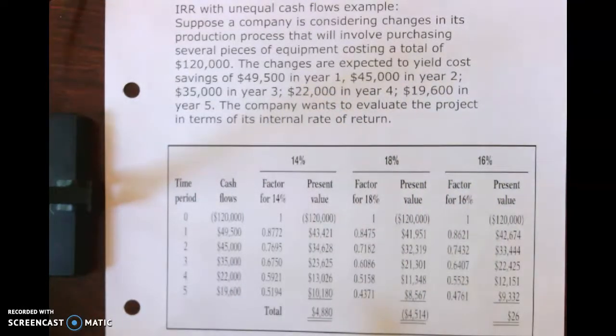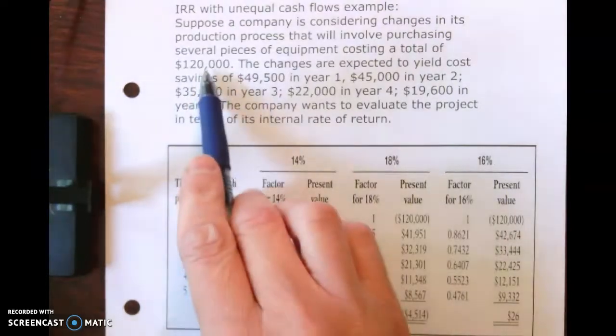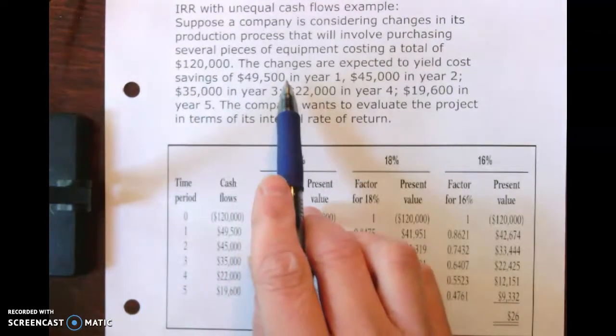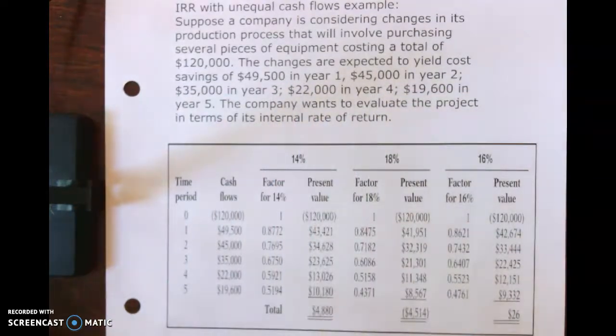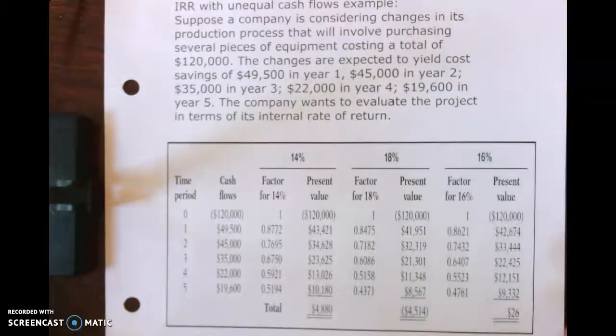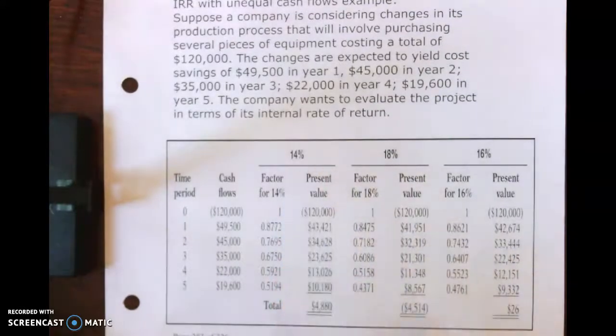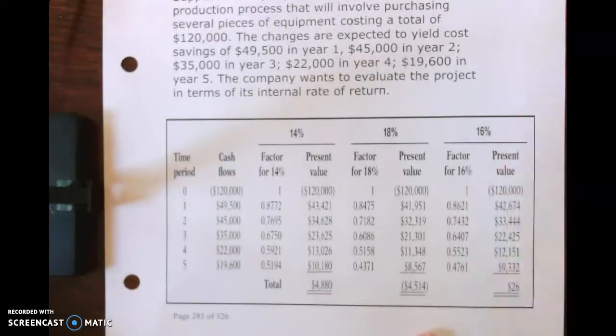So we can't do that trick that we did before to take the 120 divided by our annuity amount, because look, it's different amounts. It's not an annuity. So how do we solve this problem? What we do is we have to determine an initial guess at what the internal rate of return might be. And maybe a good initial guess would be to use the required rate of return. So let's say that our initial guess is 14%.